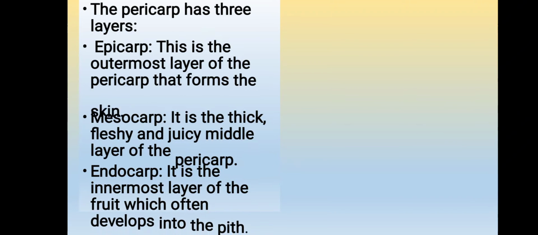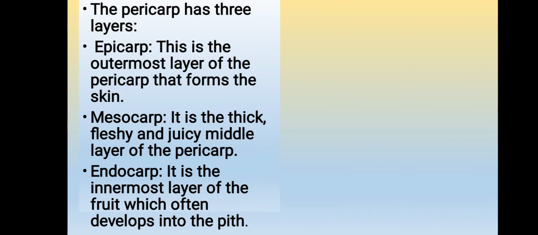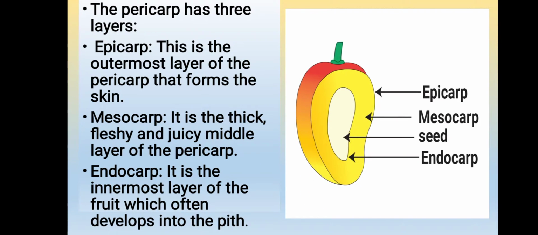Next now, we are going to learn about the three layers of the pericarp. The pericarp has three layers. So epicarp, mesocarp, and endocarp. Then you get the seed.